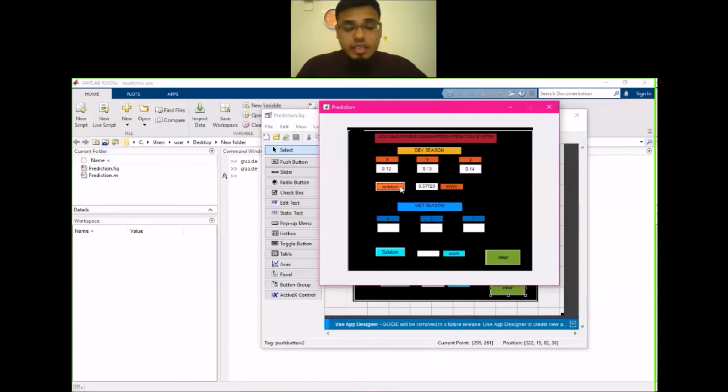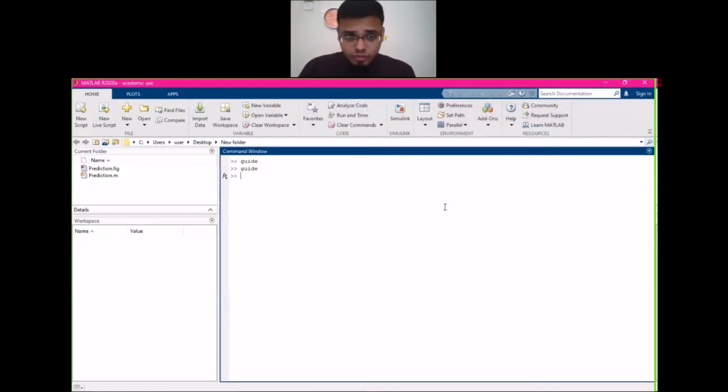So what I can say is the GUI is really working well. We can test here also: 2, 1, 3, 0.14. So we can see the answer also. If I tap the clear button, you can see all the data has been erased. So this is my result. The GUI is working really well.